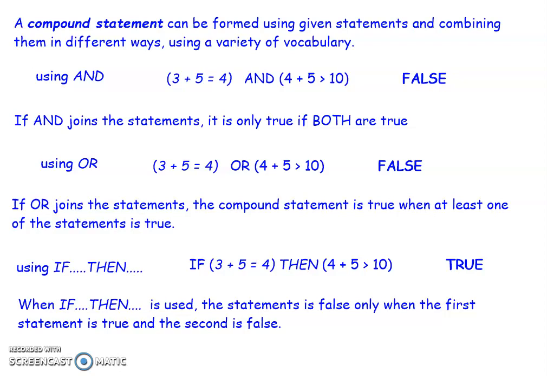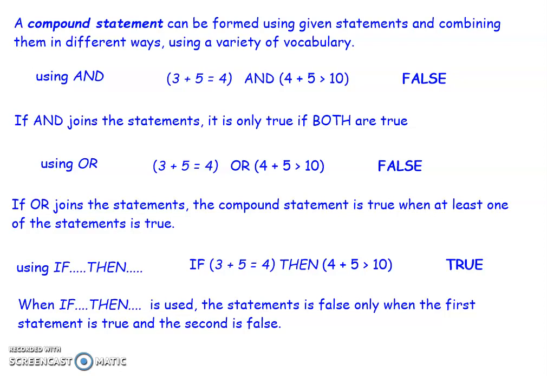The last one I can do is use if then. So I could say if 3 plus 5 equals 4, then 4 plus 5 is greater than 10. And that would be true because when if and then is used, the statements are false only when the first statement is true and the second statement is false.